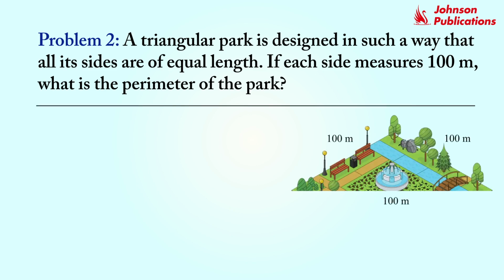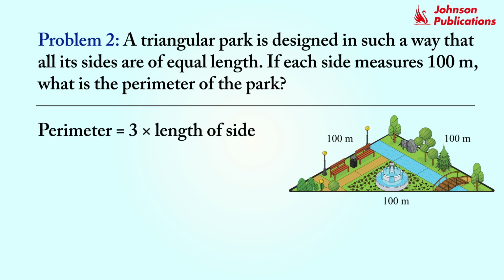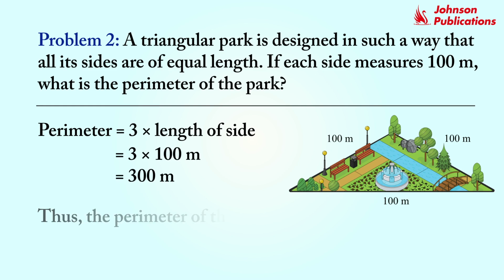Since the park is in the form of an equilateral triangle, with each side measuring 100 meters, we know that the perimeter of an equilateral triangle is equal to 3 times the length of the side. Thus, the perimeter of the park is 300 meters.